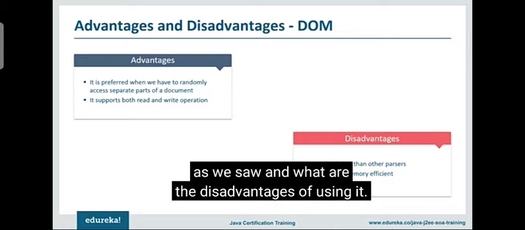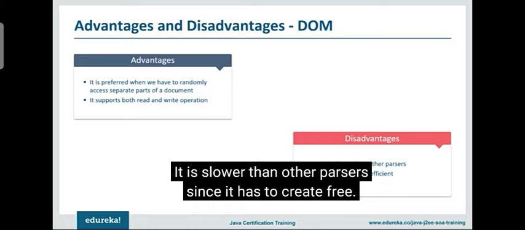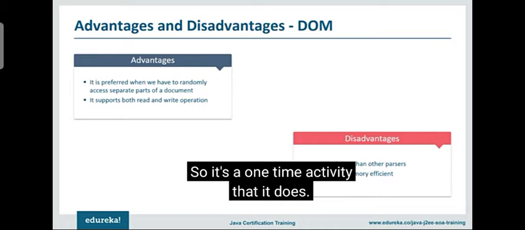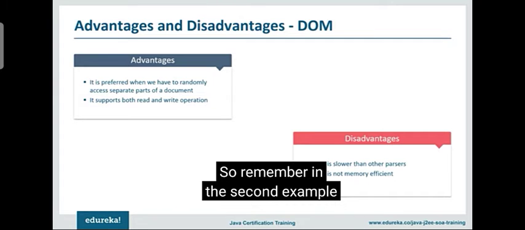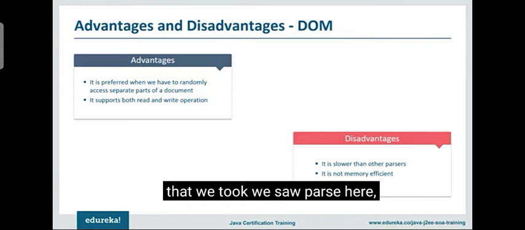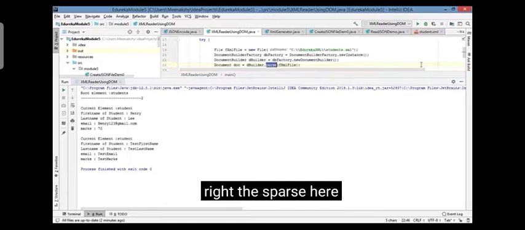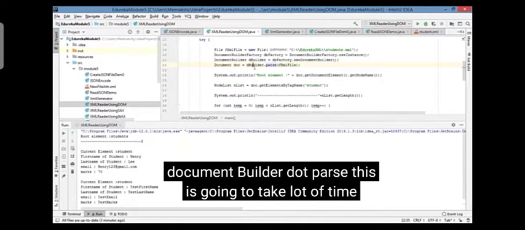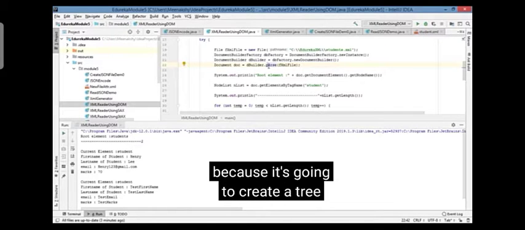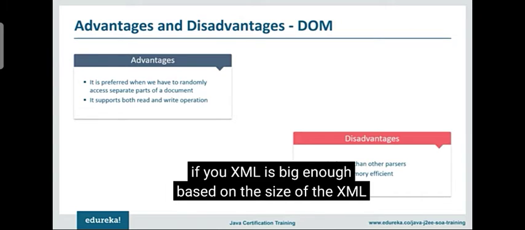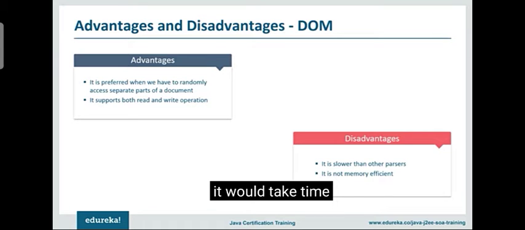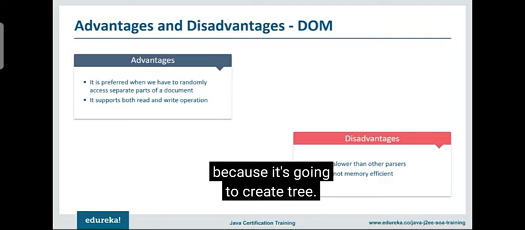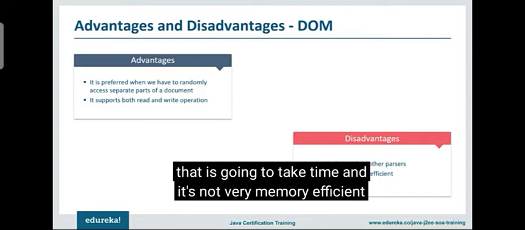And what are the disadvantages of using it? It is slower than other parsers since it has to create a tree. It's a one-time activity that it does. Remember in the second example that we took, we saw parse here, DocumentBuilder dot parse. This is going to take a lot of time because it's going to create a tree. If your XML is big enough, based on the size of the XML, it would take time because it has to create the tree. So parse is something that is going to take time.